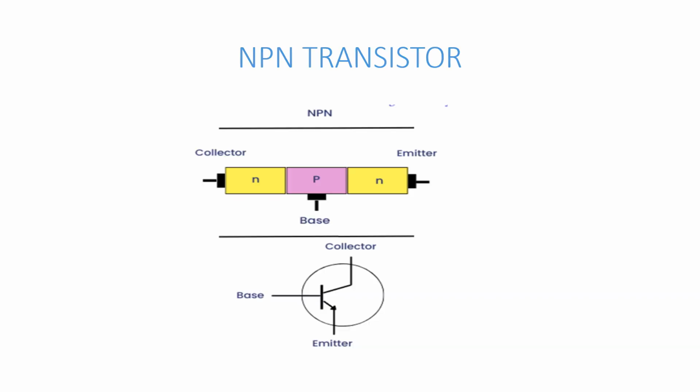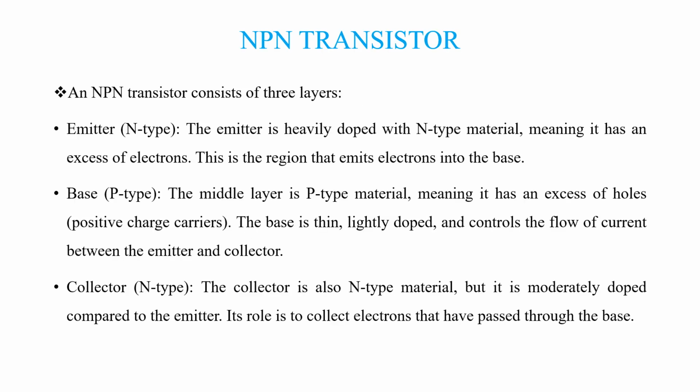The figure shows the structure and symbol of an NPN transistor. An NPN transistor consists of three layers: emitter, base, and collector. Emitter is of N-type and the emitter is heavily doped. It has excess electrons. This is the region that emits electrons into the base.